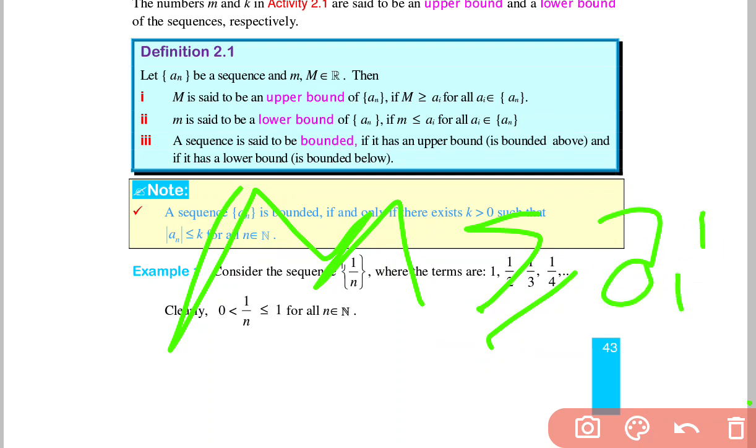Because the capital M is greater than A sub I, the capital M is the represent of what? Upper bound.